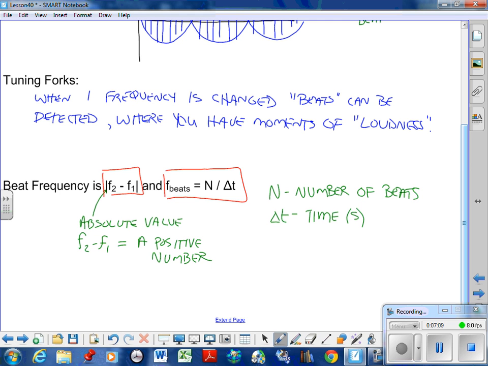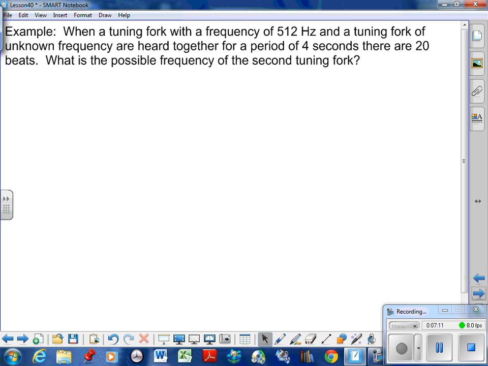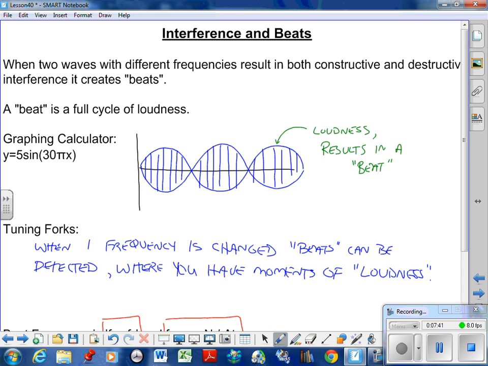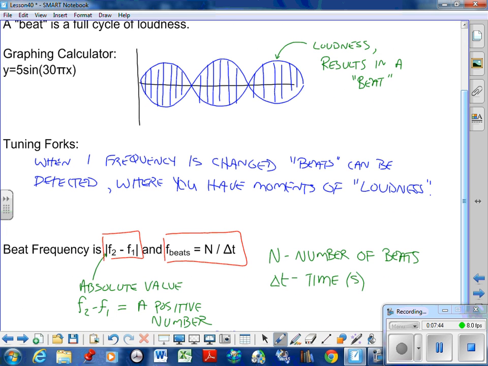Okay, so as we move on then, we can use those formulas to deal with an example like this. A tuning fork with a frequency of 512 hertz and a tuning fork of unknown frequency are heard together for a period of 4 seconds, and there are 20 beats. So we know that the number of beats is 20. We know that our delta T is 4 seconds. So that allows us to find our beat frequency. From the previous slide at the bottom, using that last formula, we can calculate our F beats, the frequency of the beats.